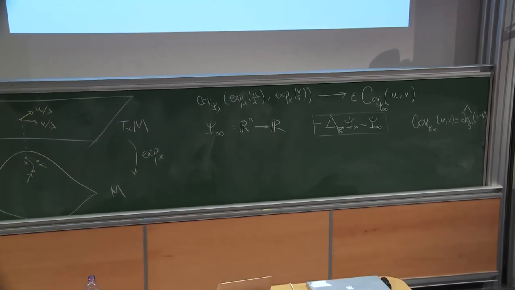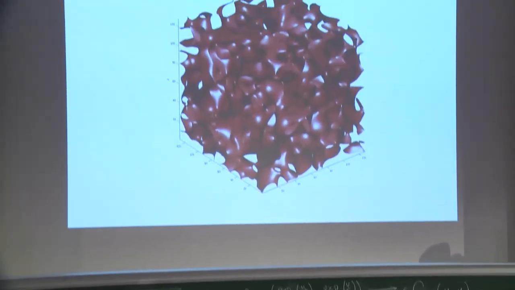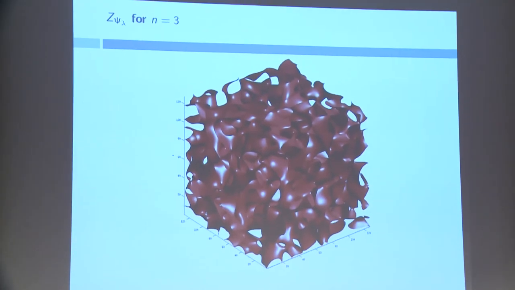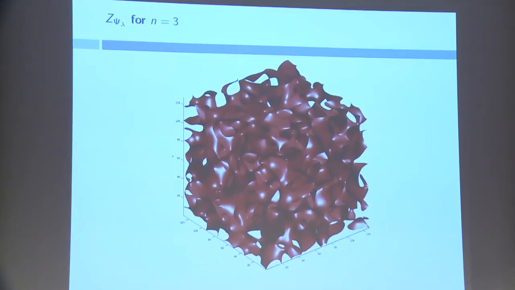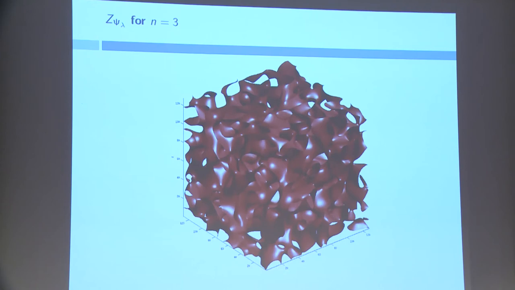And so when you're working in dimension 3, your zero set has dimension 2. So it's going to be a surface, or actually a collection of connected surfaces. And the limiting guy, the zero set, looks like this. So you can really not tell what's going on there.